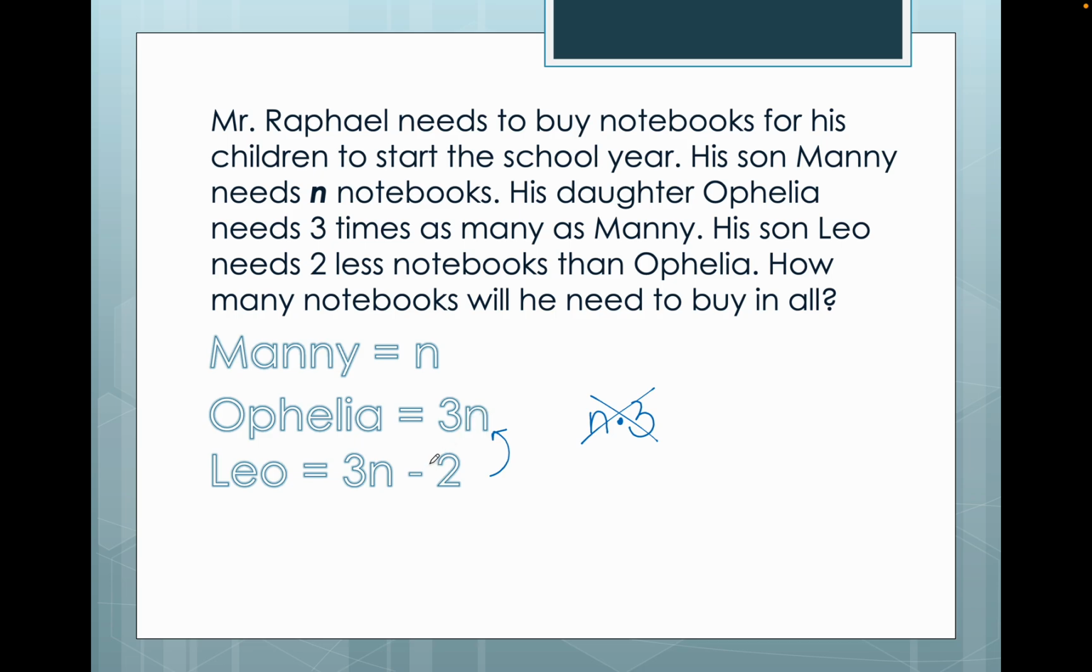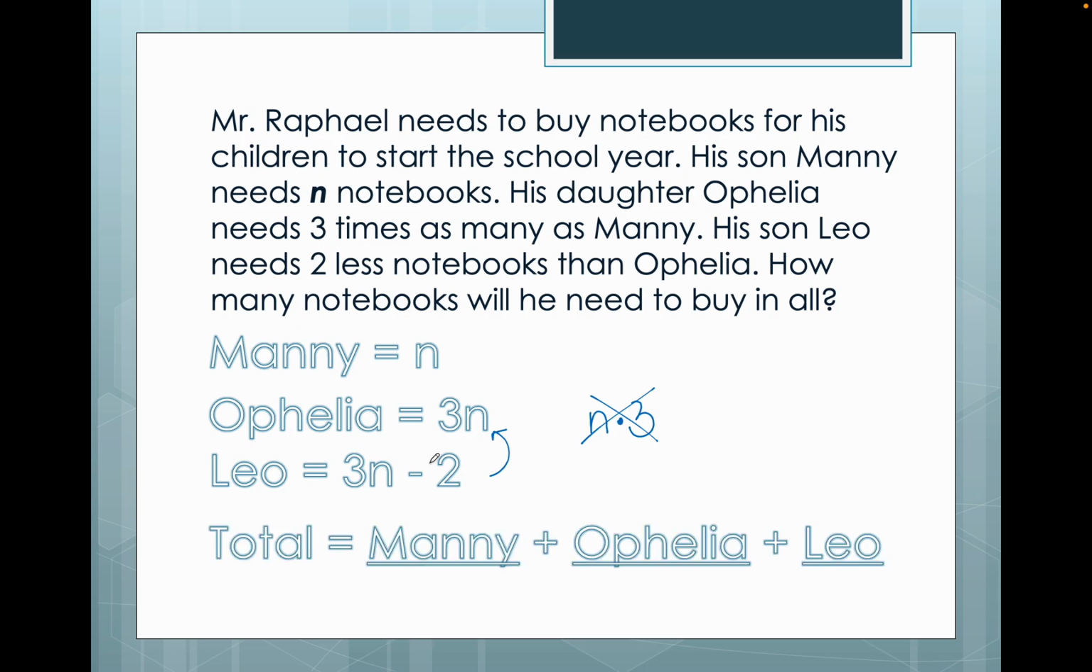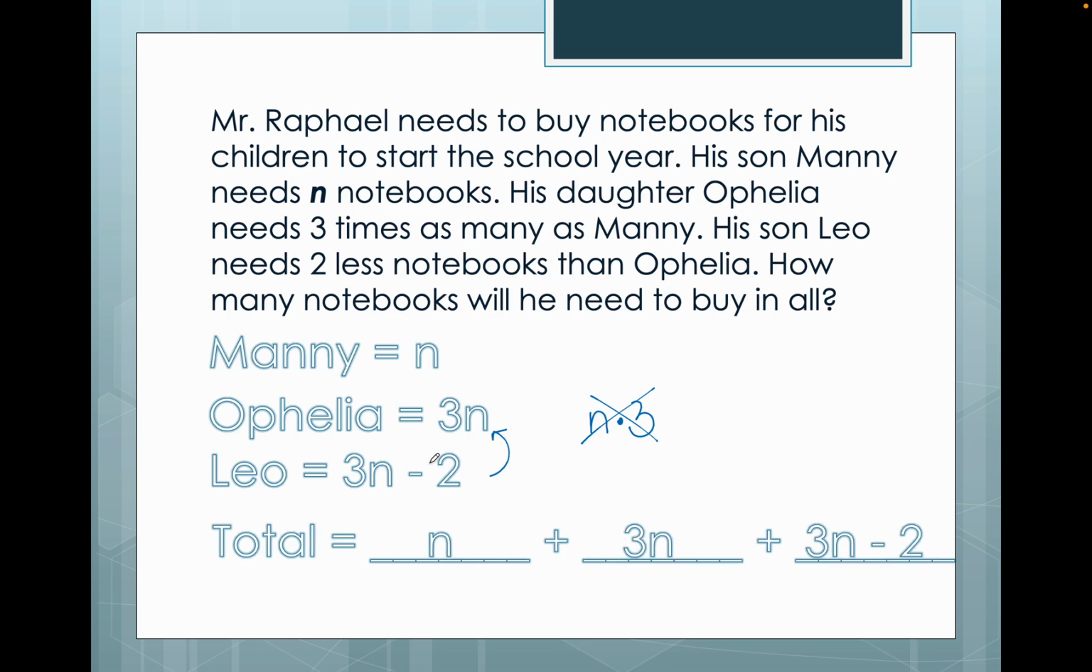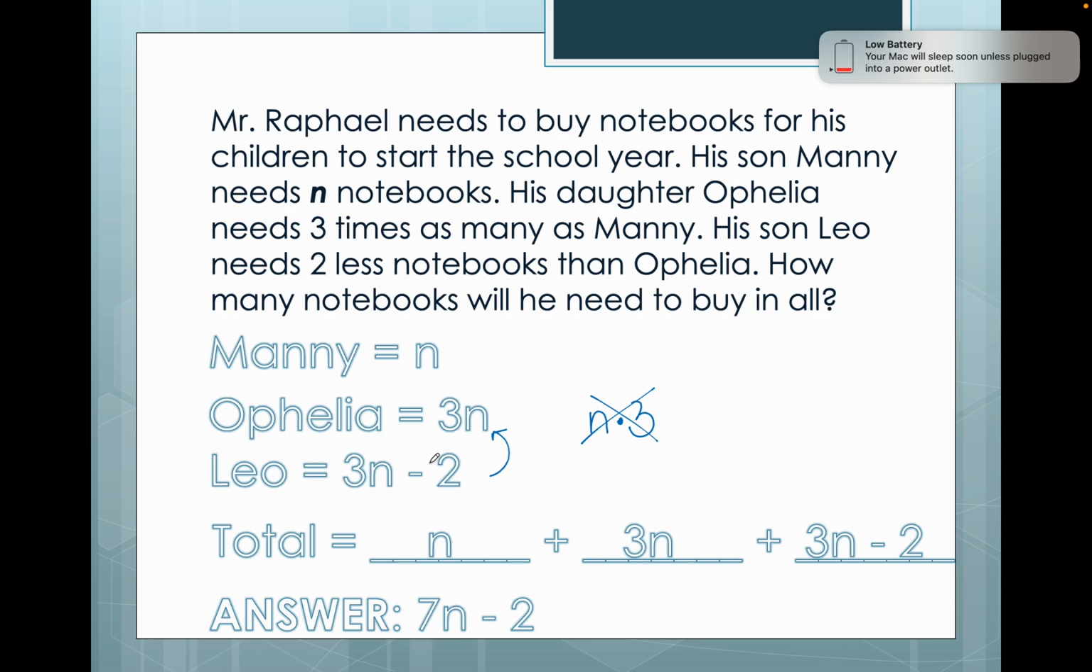Finally, to write the expression of how many they need to buy in all, we are going to add those 3 expressions together. Manny plus Ophelia plus Leo, which would look like this: N plus 3n plus (3n minus 2). Although it does not ask for simplest form, just to show you, this would be 7n minus 2 if we did put it in simplest form.